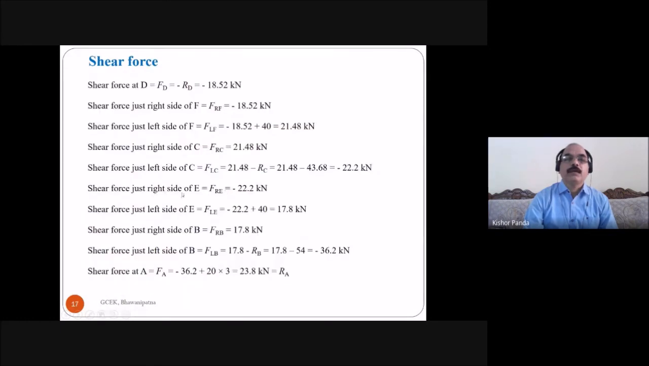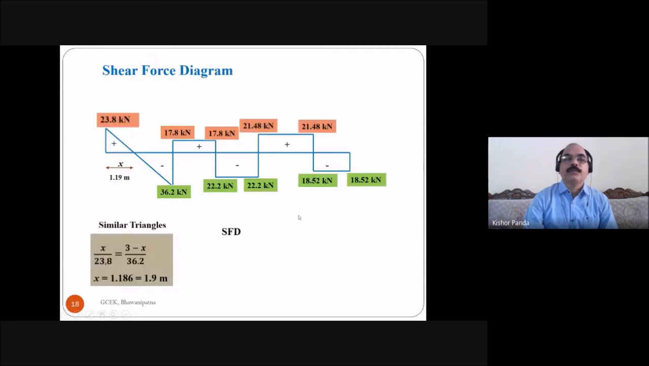Shear force just right side of E, this one is constant. Then what is the shear force just left side of E? 17.8 kilonewton. This increases due to the downward force, due to the load, it increases suddenly here. Then once again this remains constant at 17.8.